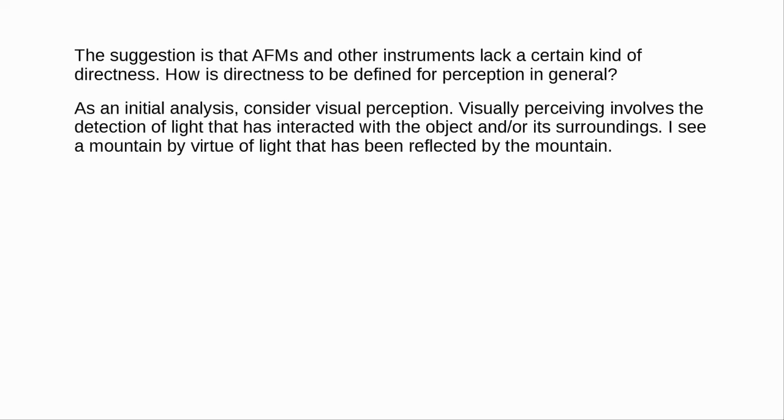So I can see a mountain by detecting light that has been reflected by the mountain. Light hits the mountain, some is absorbed, some is reflected back and hits my retina. Perhaps we would say that an object is seen when it blocks light, as when we see a silhouette. Here we detect the object by detecting the light around it. Either way, what hits our eyes is light that has interacted in some way with the object or its surroundings.